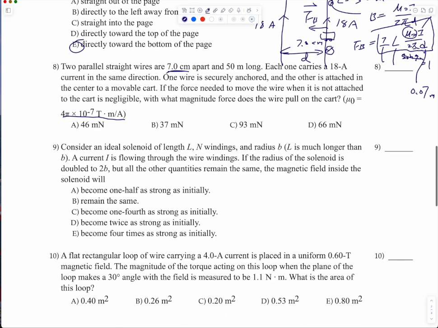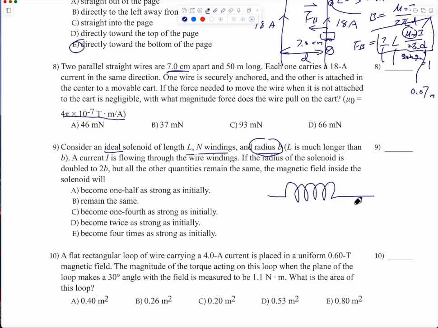Number 9. Consider an ideal solenoid of length L, n windings, and radius B. L is much longer than B. A current I is flowing through the wire windings. If the radius of the solenoid is doubled to 2B, but all the other quantities remain the same, the magnetic field inside the solenoid will... okay, so you have to know the equation for a solenoid.